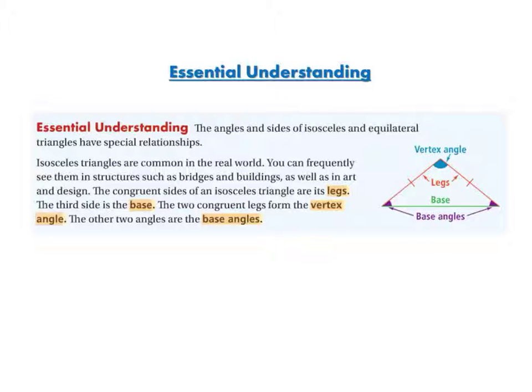The congruent sides of an isosceles triangle are called its legs. The third side is called the base. The two congruent legs form the vertex angle. There's the vertex angle. The other two angles are called the base angles.